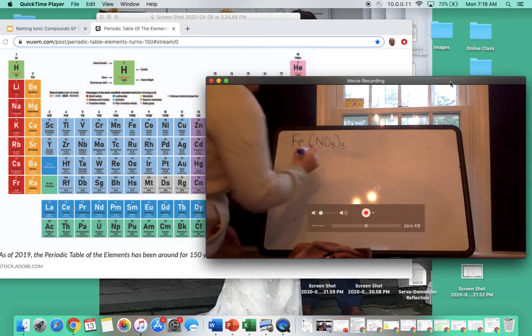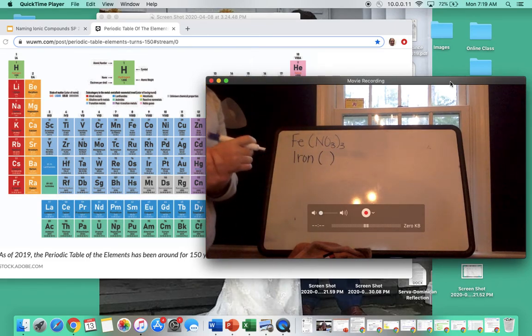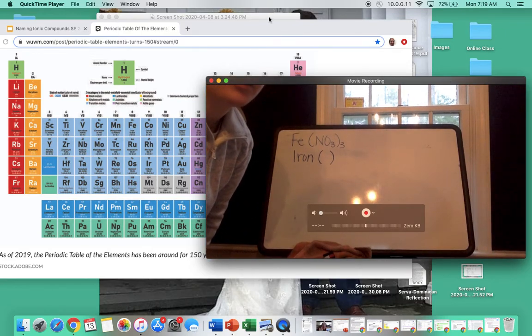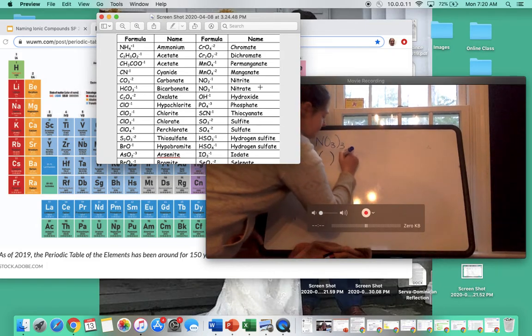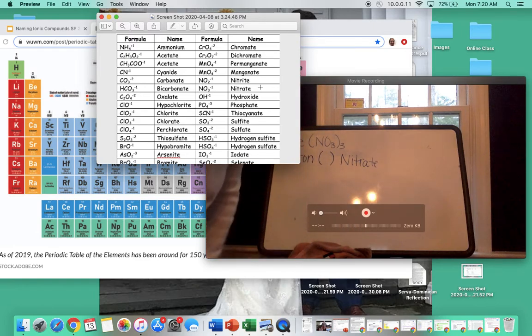Since it's a transition metal, it has to have Roman numerals after it, so those are going to go in parentheses, so I'm going to put those in right away. Now, NO3. NO3 is a polyatomic ion. Looking at our chart, we see that NO3 is nitrate, so that stays the same. Okay, now that part is easy. This is where it gets a little bit tricky.